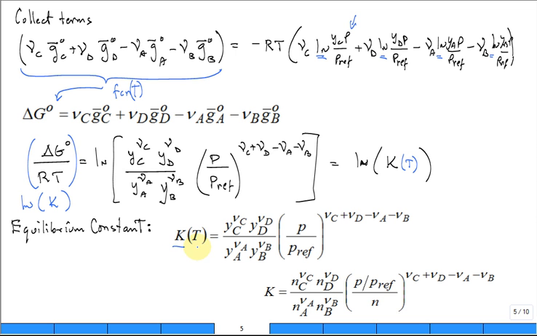K, a function of temperature only, is equal to this ratio of mole fractions, each to their individual stoichiometric coefficient, raised to that power. And then P over P ref, the reference pressure, 1 atm. Sometimes you have to look through the book and say, well, what is the reference pressure? It's 1 atm. And they often give the pressure in atm. So you'll just see, oh, it's 3 atm divided by 1 atm. They'll just put 3 in there. You say, what? Yep, that's what you have to follow. So this is 1 atm. All right. And then this is all the coefficients.